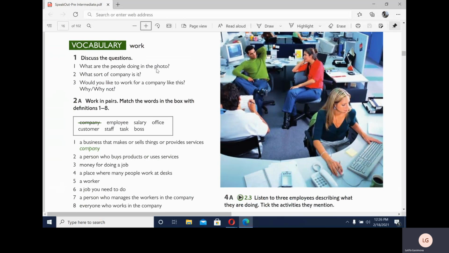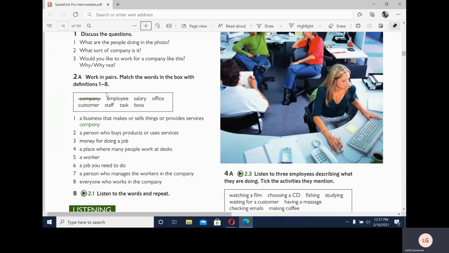What are the people doing in the photo on the right? As you can see, there is a person who's taking notes. Probably this woman is answering her emails, and some people are chatting. Then we may answer the question, what sort of company is it? It can be a software company. And would you like to work for a company like this? You have to answer this question and then give reasons.